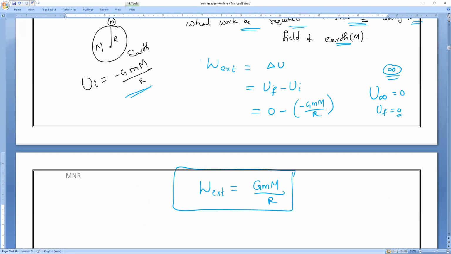This is the work required to take any mass away from the field of Earth. Most important one, please remember. Anybody having any doubt, you can ask me. Understand? So this is the point you need to remember here: if anybody goes to infinity distance, the potential energy becomes 0, and the potential also becomes 0. Clear, everyone?